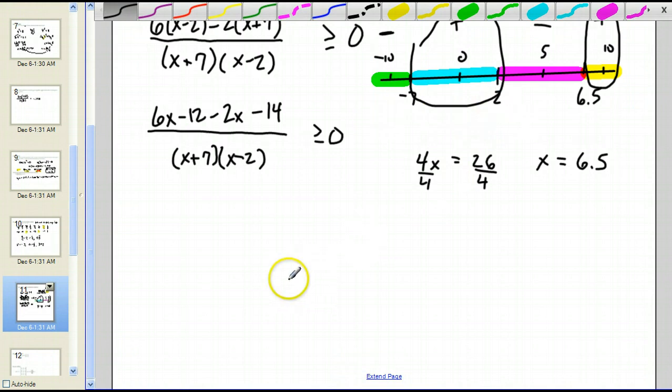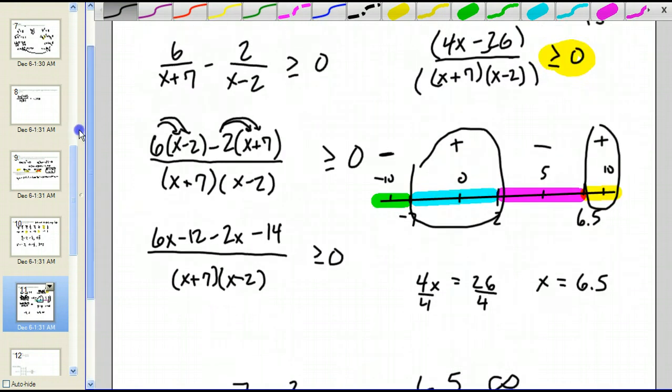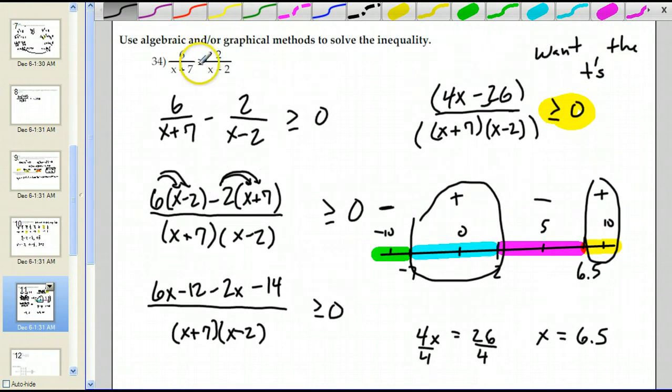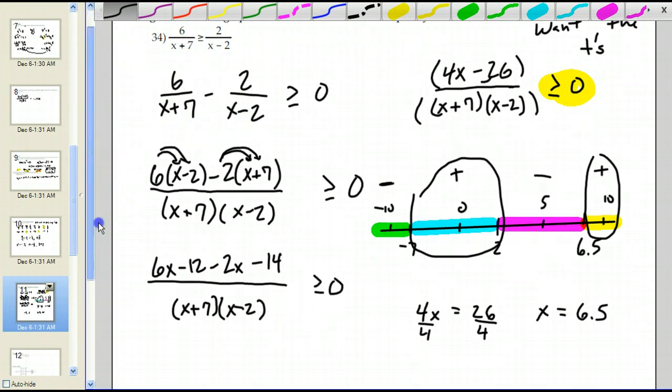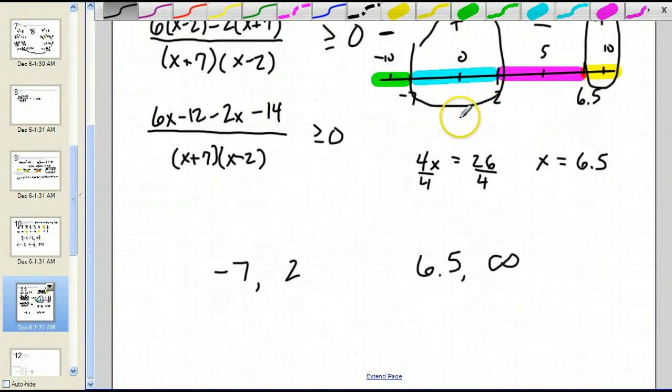This is negative 7 to negative 2. That's going to be part of it. We can use interval notation. This is 6.5 to infinity. Okay, it keeps going on and on and on. Now, I haven't put the parentheses or brackets yet because I haven't determined what they're going to be. Now, this has an or equal to, so normally we put brackets everywhere, but notice -7 and 2 both make the denominator equal 0. So they can't be included no matter what, even though there is a bracket. So I have to use a parentheses for them.